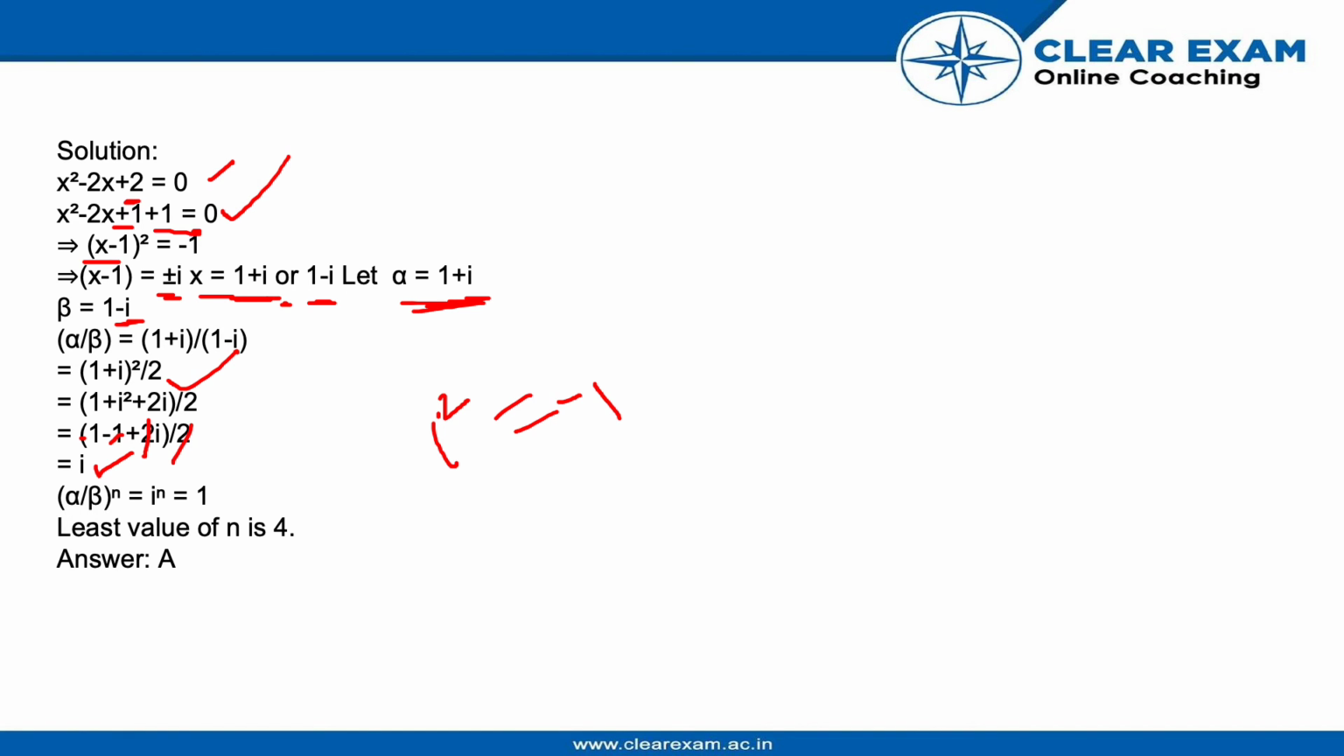And so (alpha divided by beta) to the power n equals i to the power n equals 1, because alpha upon beta equals i. Okay, so the least value of n equals 4.